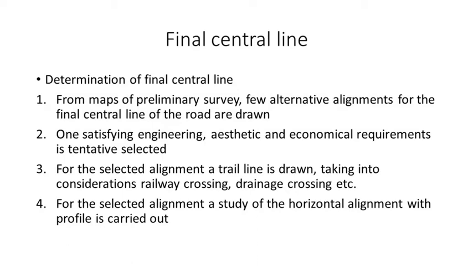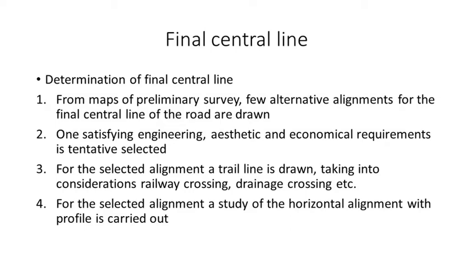Next, for the selected alignment, a trial line is drawn. Whatever alignment we select, we draw a trial line for it, taking into consideration railway crossings and drainage crossings. That is the important thing. Either there is a railway crossing or a drainage crossing, so you have to check, because if there is one, some precautions should be taken in that case. That is the third thing. Taking into consideration railway crossings and drainage crossings, you can either change your alignment, or construct along with that railway crossing and drainage crossing with some modification.